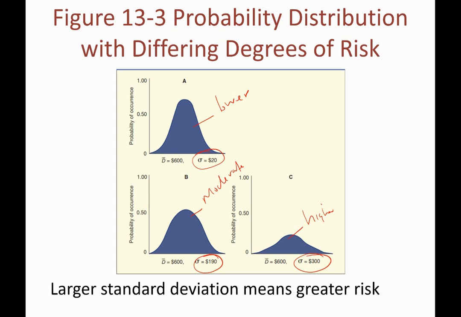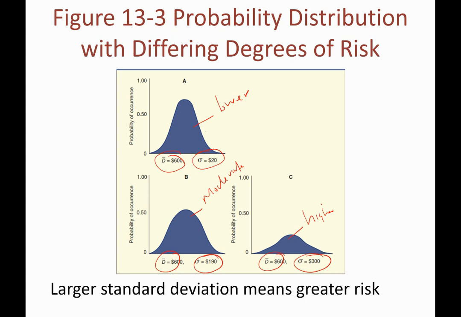So if we just look at the standard deviation only, then you'll know that this data set has a lower standard deviation and therefore lower risk. This has a higher standard deviation and therefore a higher risk. This one is in between, and therefore the risk level is moderate. And the good thing about these expected returns is that they are the same, 600. So they all have the same expected returns. So again, the larger the standard deviation, the higher the risk. The lower the standard deviation, the lower the risk.